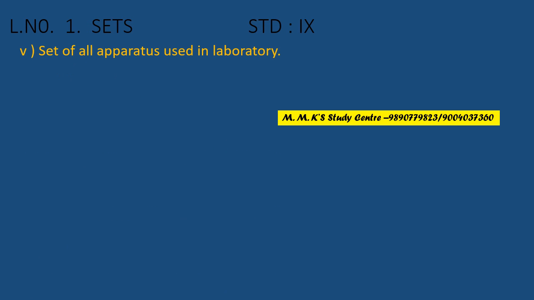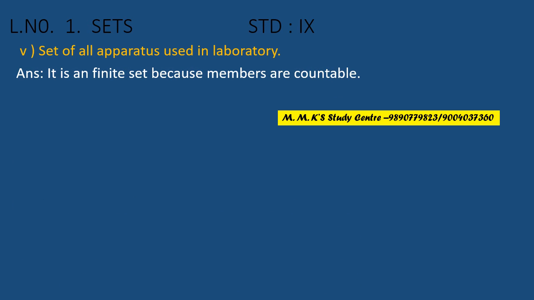Now sub question 5, set of all apparatus used in the laboratory. The laboratory in-charge person knows which apparatus are present in the laboratory, and that's why it is a finite set because members are countable, or apparatus are countable.